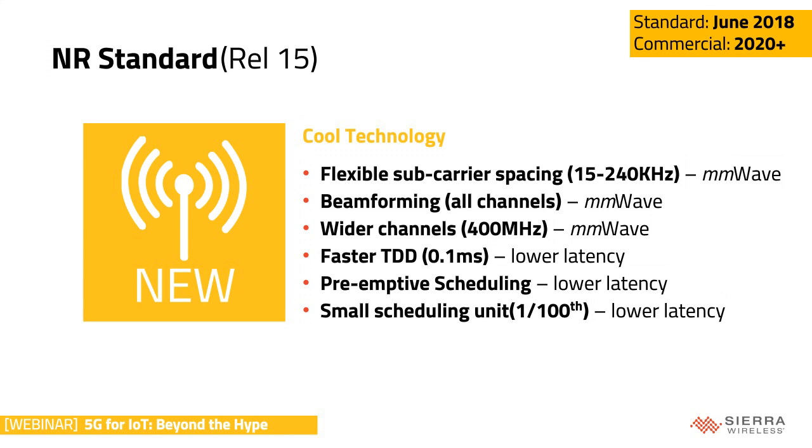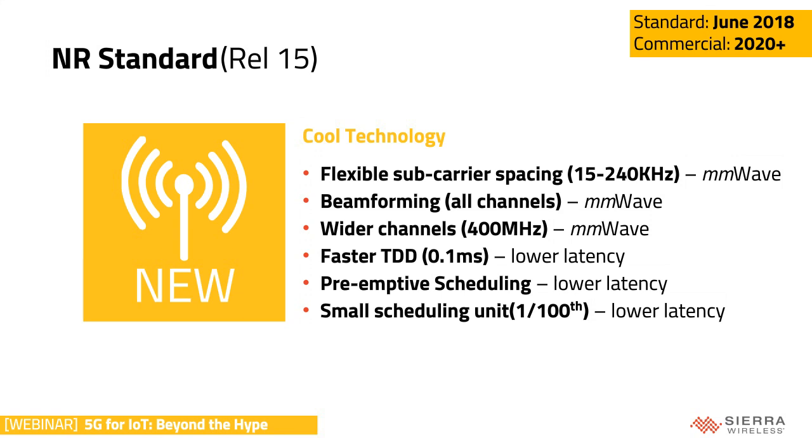Wider channels are really needed in NR because in millimeter wave the channels that we can have there can be very, very large, gigahertz or even more. LTE has a maximum channel bandwidth of only 20 megahertz, so you can imagine it takes many, many, many 20 megahertz to get to your 1 gigahertz. So in NR, they've increased that channel support to 400 megahertz.